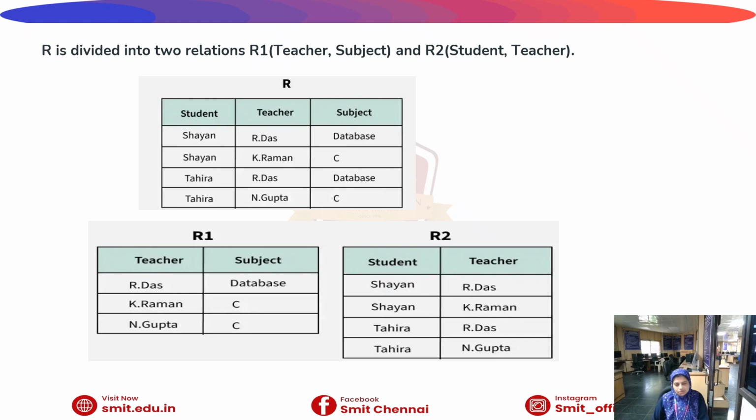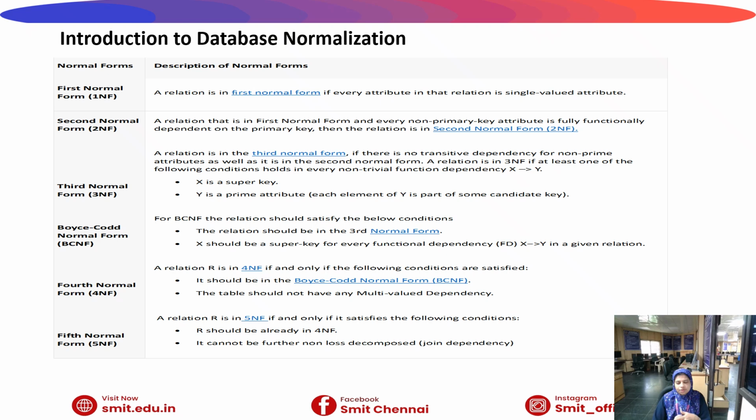The next table is R2, the student and the teacher. Shan has the teacher Das, and at the same time Shan also has another teacher, Raman. Tahira belongs to Das, and Tahira also belongs to Gupta. This is how their relationships are connected and divided in BCNF. The whole raw table is split into teacher and subject, and student and teacher.